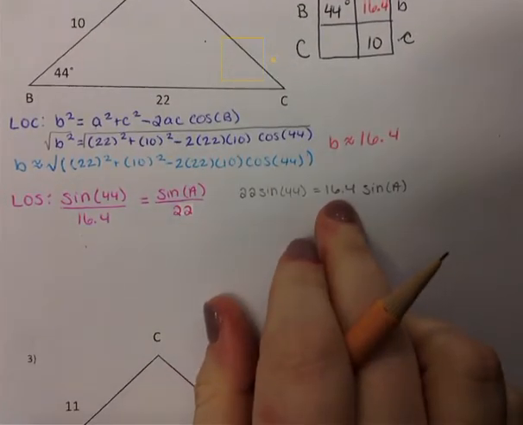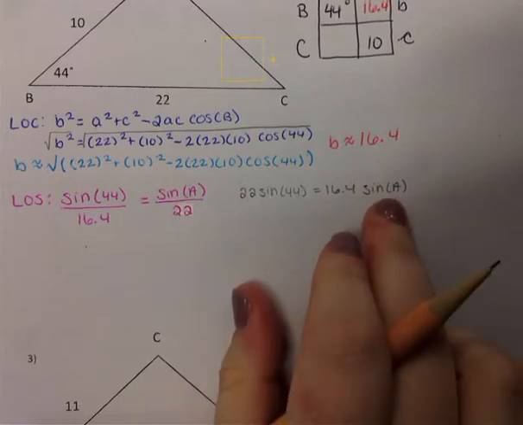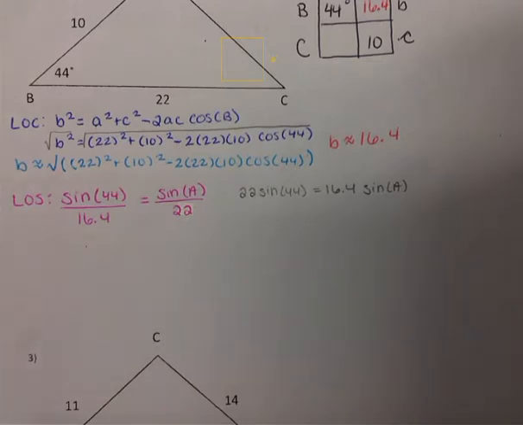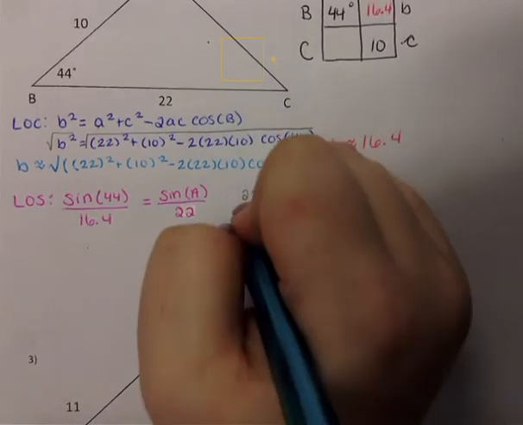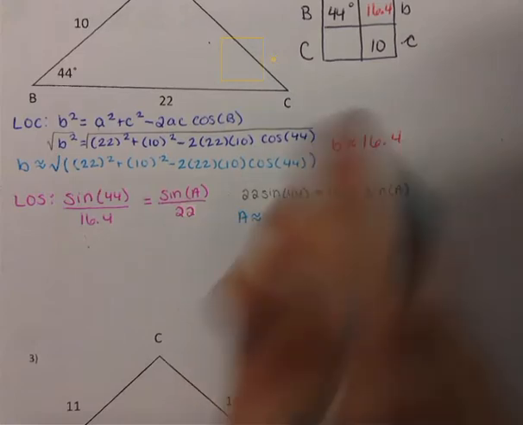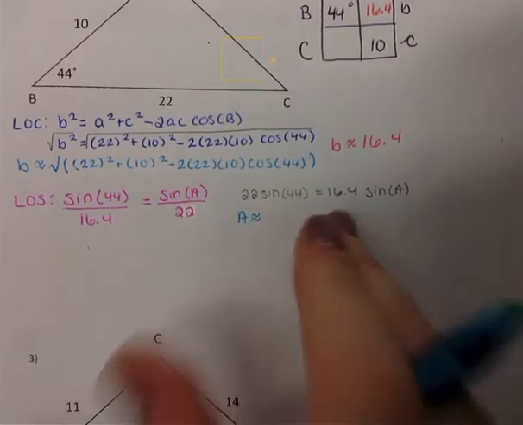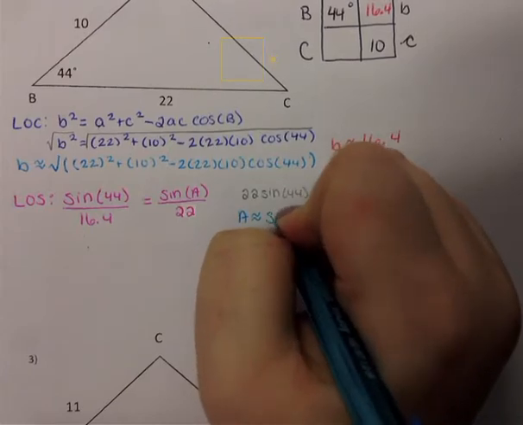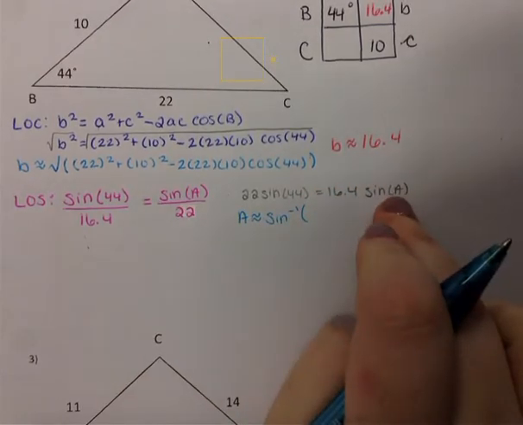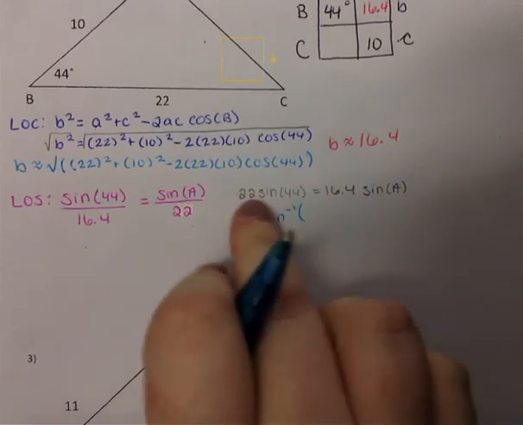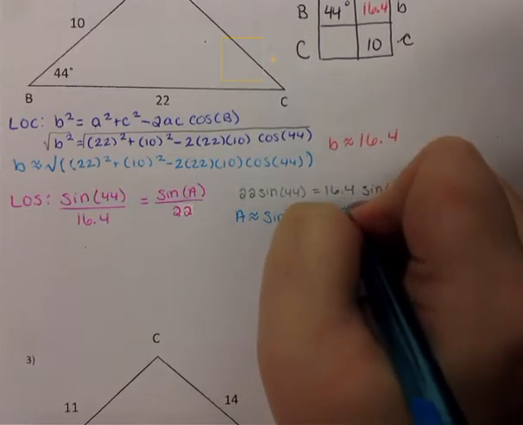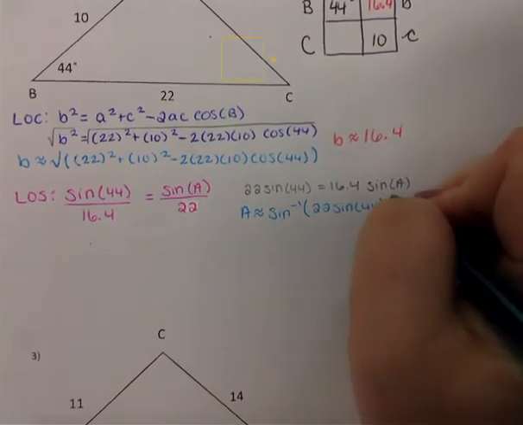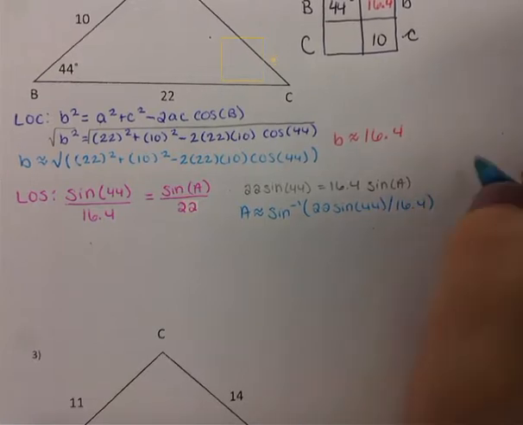Now we will have to divide by 16 and 4/10, but because we're finding an angle, I'm going to have to do the inverse sine of the entire thing so I can get A by itself. So I know that big A will be approximately. Okay, so I'm going to write out how we're going to write it in the calculator. We're going to do sine inverse, because we're going to end up solving for A. We will divide the left side by 16 and 4/10. So we'll have 22 sine of 44, close parentheses, divided by 16 and 4/10, close parentheses.